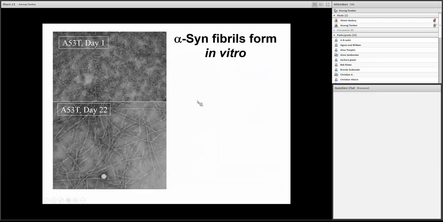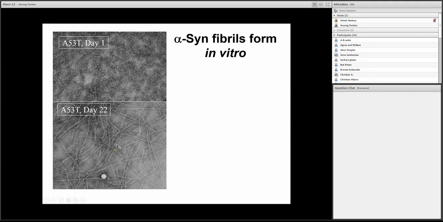Now, under certain conditions, and we can do this in basically a culture dish or in a test tube, we can purify alpha-synuclein. So in this case, what we're showing you is alpha-synuclein that contains an A53T mutation. It's one of the Parkinson mutations. And when you just leave it, if you incubate this at 37 degrees shaking in the lab, we can generate these lovely fibrils, so you can see here.